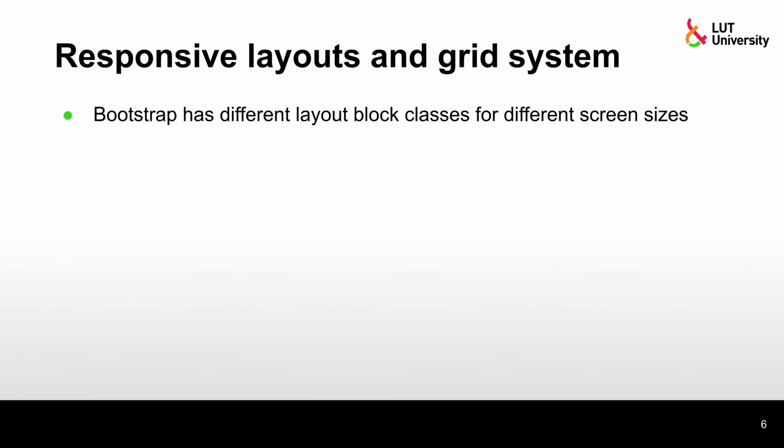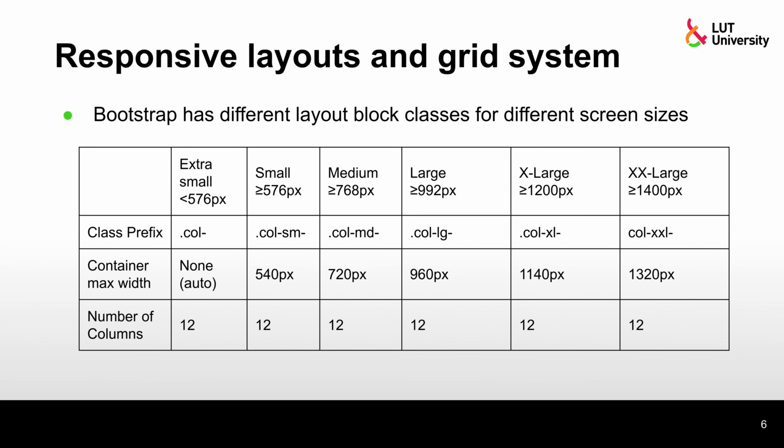Bootstrap has different layout block classes for different screen sizes. It uses 6 different sizes. You have extra small, small, medium, large, extra large, and extra extra large. And if you want to have, let's say, a column that is taking 12 units in small screen size and 3 units in large screen sizes, then you use these prefixes col-md, col-lg, etc. and then give the number that you want that element to take.